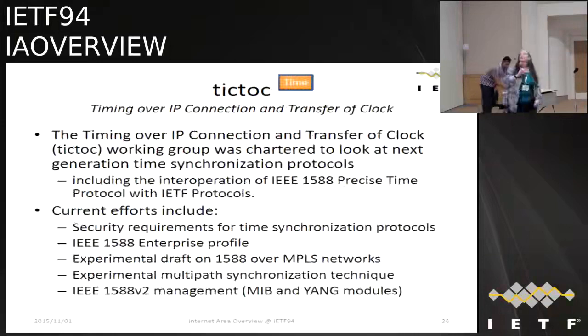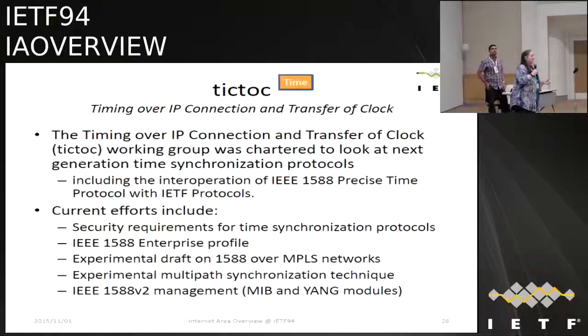Stay up. You're going to move to TikTok, aren't you? So the funny thing, if you noticed when Suresh did his slide earlier, he had NTP as the ongoing work and TikTok as the closing down work, which seems a little bit odd because TikTok was chartered to look at next generation time synchronization protocols.